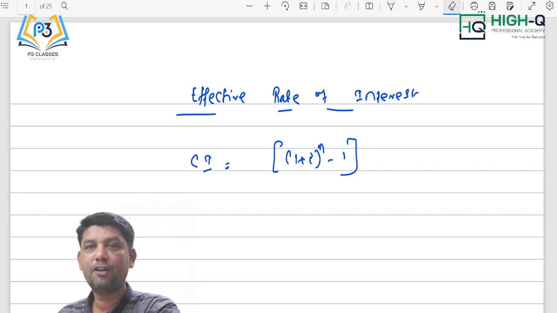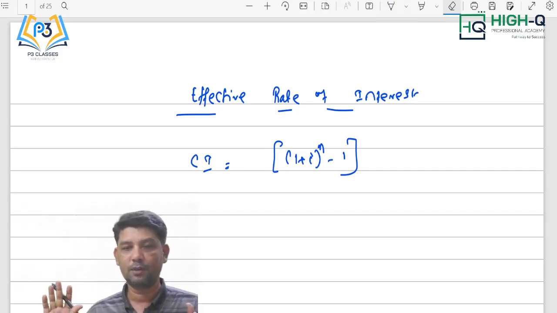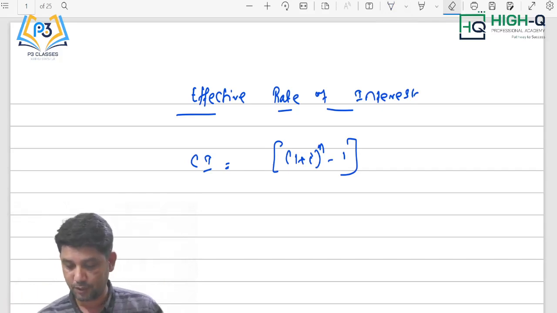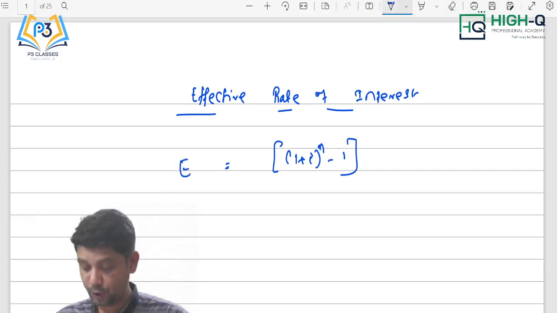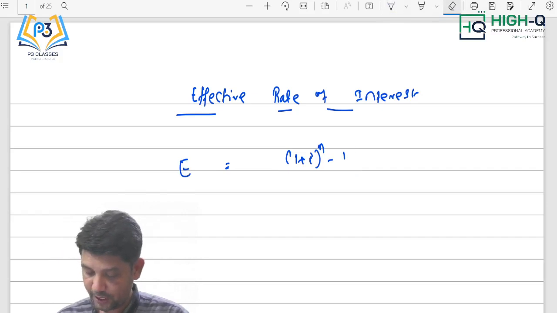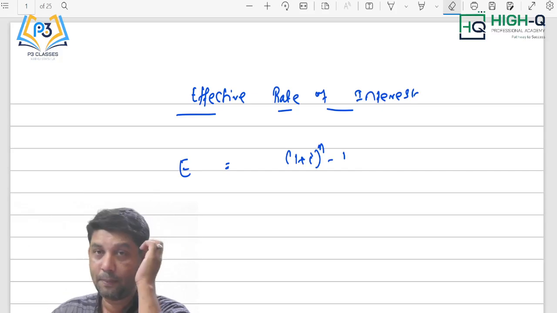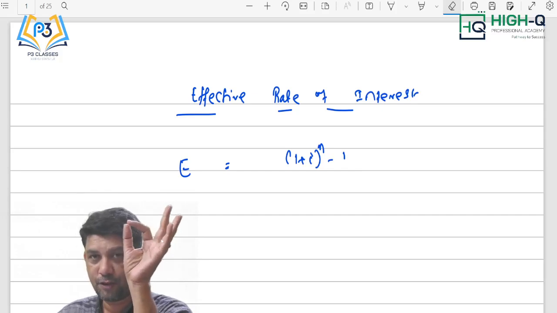It is independent of principal, my dear. This is our effective rate of interest formula. So, the effective rate of interest formula is nothing but 1 plus i whole power n minus 1. This much only. So, E is equal to (1 plus i) whole power n minus 1. Is that clear, all of you? Please remember the effective rate of interest formula.